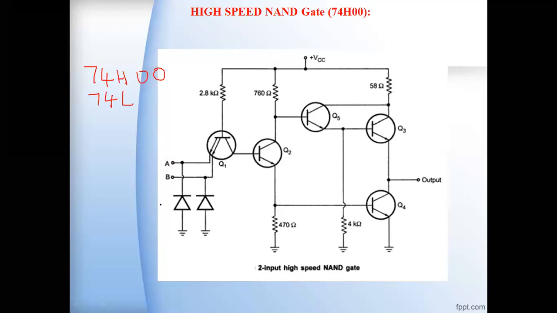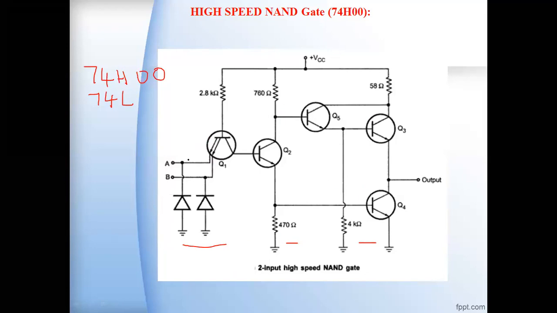The first one is the input stage, which consists of the diode AND gate. In this case, we have the transistor AND gate. The second part is the phase splitter. And the third part is the output stage.